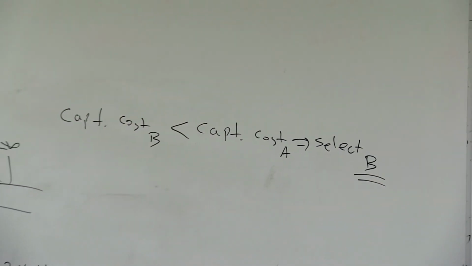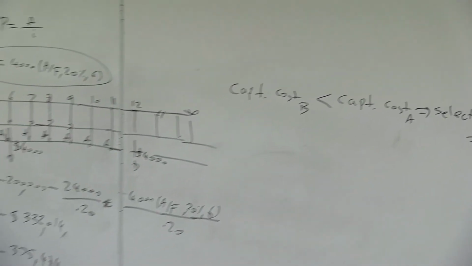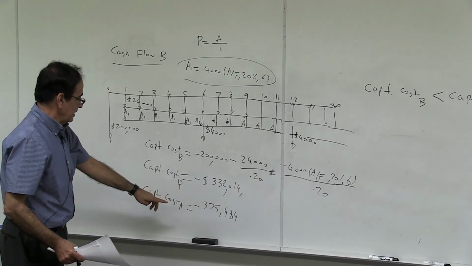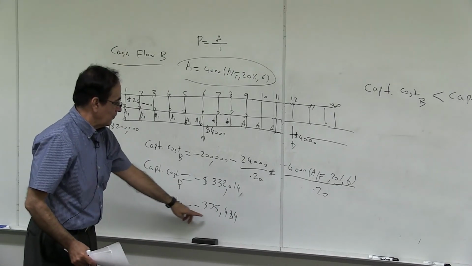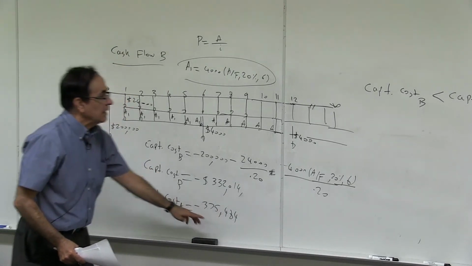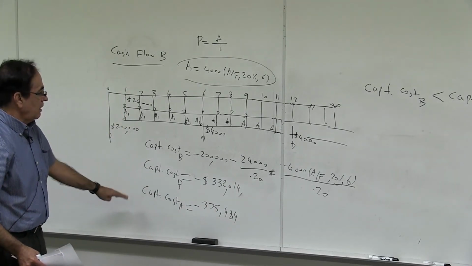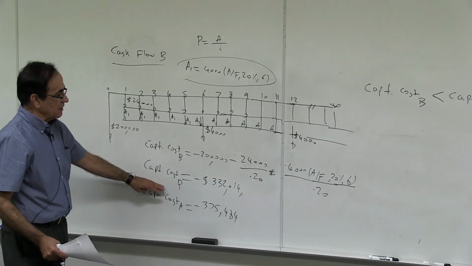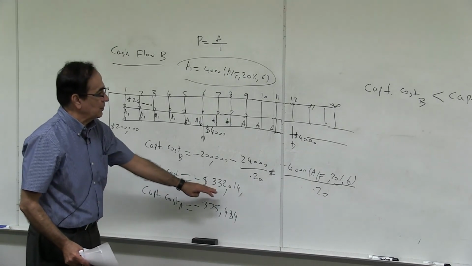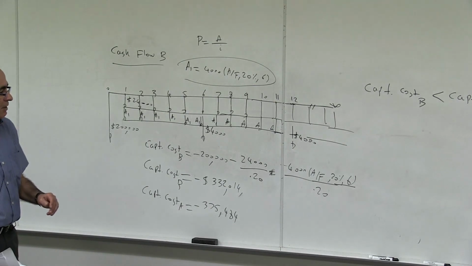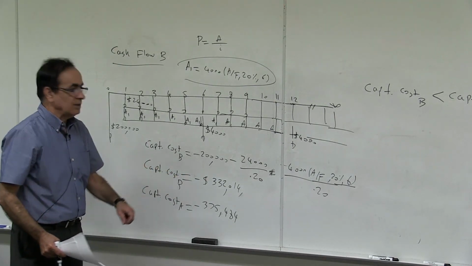Basically, what this means is this. If you want to invest in alternative A, that's going to cost you at the present time $375,484. That's going to be able to maintain this alternative forever. But if you want to do alternative B, it's going to cost you $332,014, and you're going to maintain this alternative forever. So obviously, this one is lower. You select alternative B here.